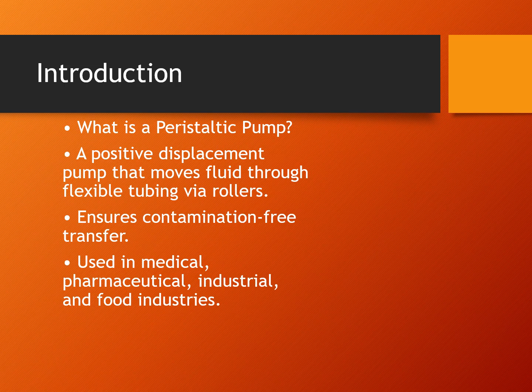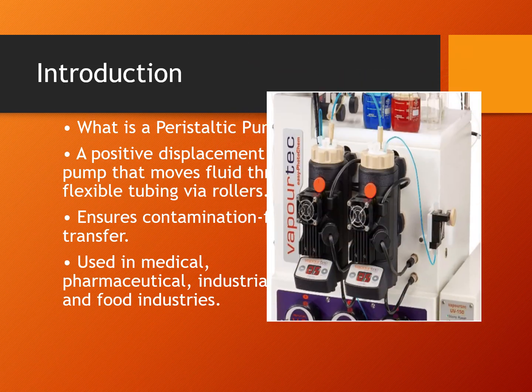Let's look at some common uses in medical, pharmaceutical, industrial and food industries. For example, in the medical field, it's used in dialysis machines, IV fluid administration and feeding pumps. In the pharmaceutical industry, it ensures precise dosing and safe transfer of sensitive chemicals. In the industrial sector, it's used for chemical dosing, slurry transfer and wastewater treatment. There are a lot of applications of peristaltic pumps that we can see in everyday life. We can mention a few here since we don't have much time. So let's move on.